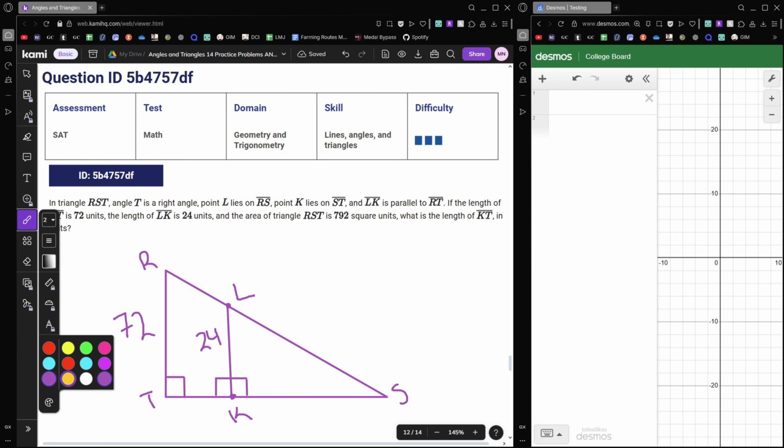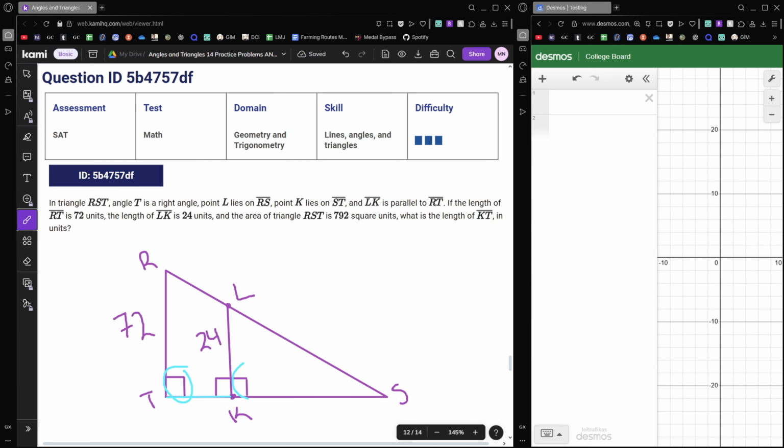So they're asking us to find the length of line KT, which is this side right here. So here we have a pair of similar triangles, and this is proven by the angle-angle proof, which means that there's two pairs of congruent angles. The first pair is going to be these two 90-degree angles, and then the second pair is going to be this angle S right here, because it's shared by both the big triangle, RST, as well as the smaller triangle, LKS, which means that they have the same measure.